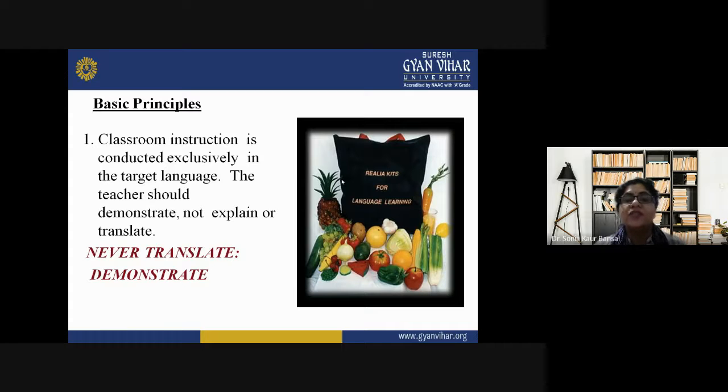Yes, if you are teaching small children, you will see this example in abundance in your classroom. So this is the basic principle of instruction, that when the teacher is teaching, it should be in the target language only. The teacher should demonstrate the target language fluently, so that students are also motivated and interested in learning the target language. The target language is the English language. So never translate, demonstrate. This is the basic principle.